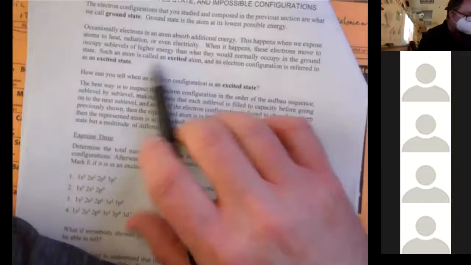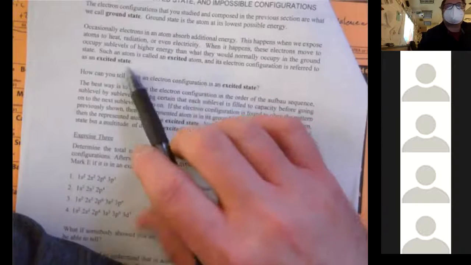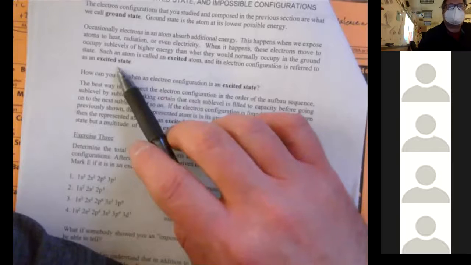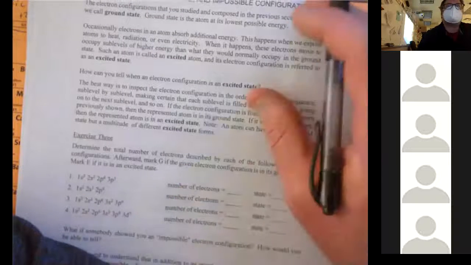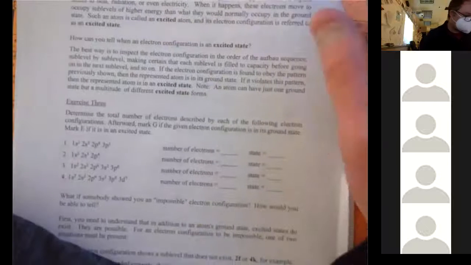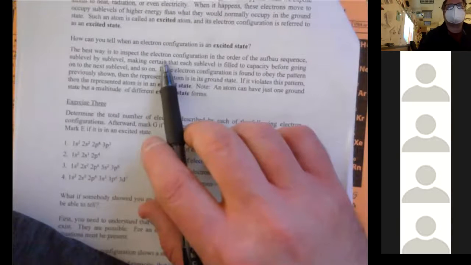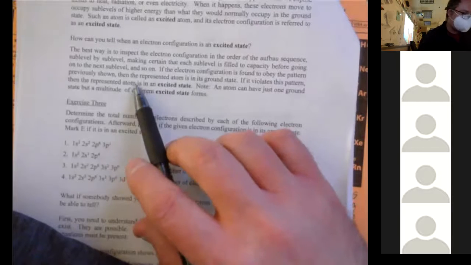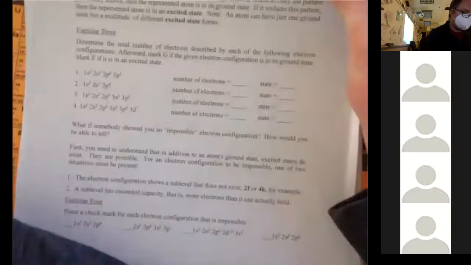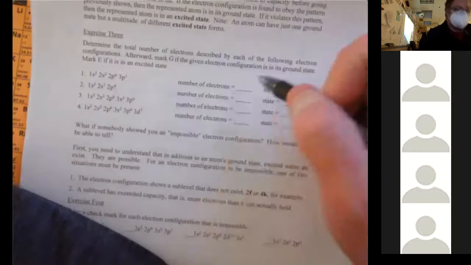So such an atom is called an excited atom, and its electron configuration is called the excited state. So we want to be able to tell whether or not an electron is in its excited state. The best way to do that is to inspect the electron configuration and determine if it follows the alphabetical sequence. An atom can have just one ground state, but many, many different excited states.